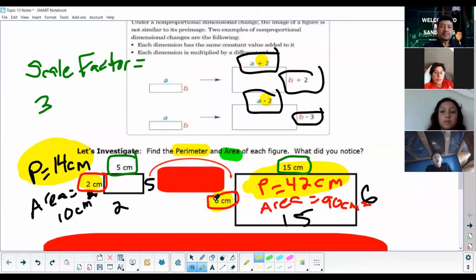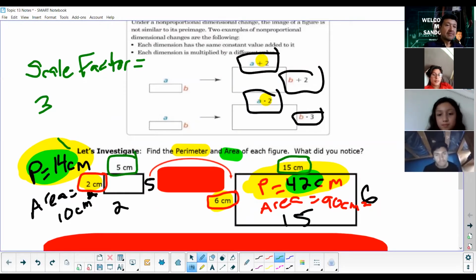And that's exactly how it exists also for perimeter. So this perimeter that we have here, 14, gets multiplied by 3, and as a result, we get the 42.